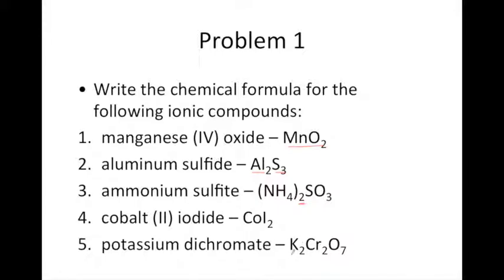K2Cr2O7. So practice some more of these, and every time you try to write the chemical formula, be sure you go through these steps. Write the chemical symbols and the charges for the ions. Figure out how many of each ion you need, and then write the chemical formula. Okay, so good luck. Be sure you practice a lot of problems.